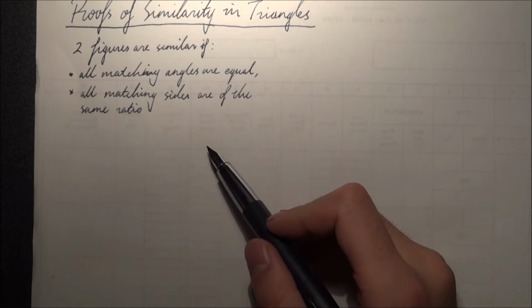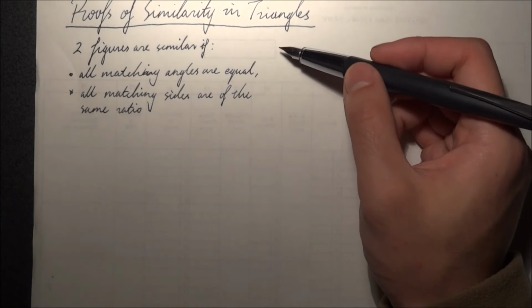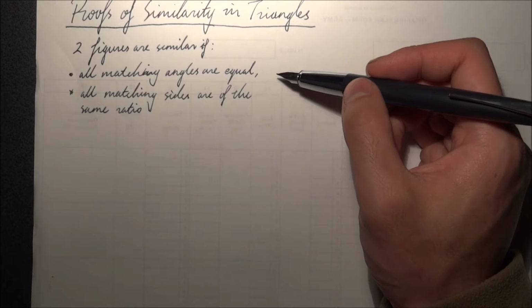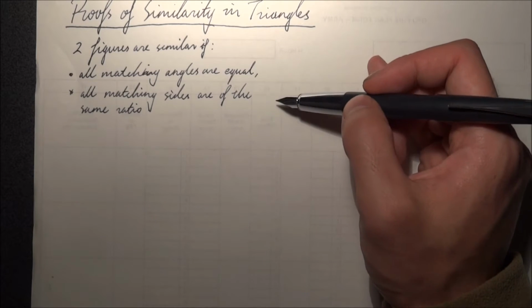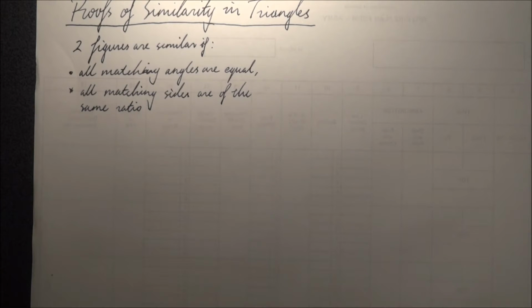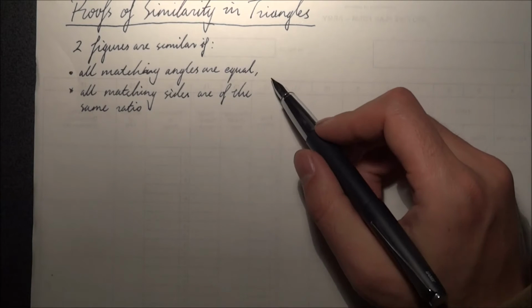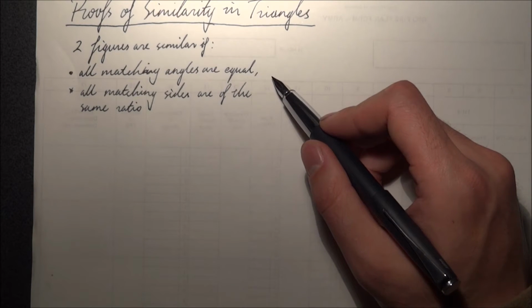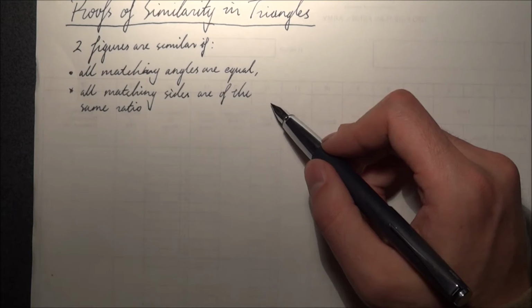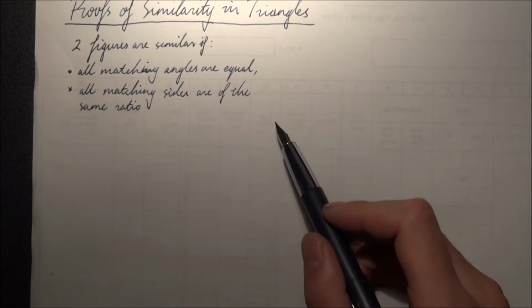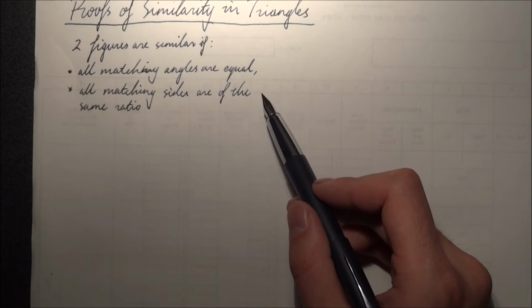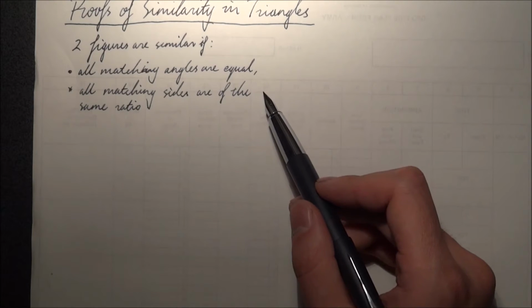Well, in similar triangles, there will be 6 conditions to be considered. So 3 angles and 3 sides, which is remarkably similar to what we had with congruence, where 3 matching angles have to be the same and 3 matching sides have to be the same. But the only difference is that the sides don't have to be the same, they just have to be in the same ratio.